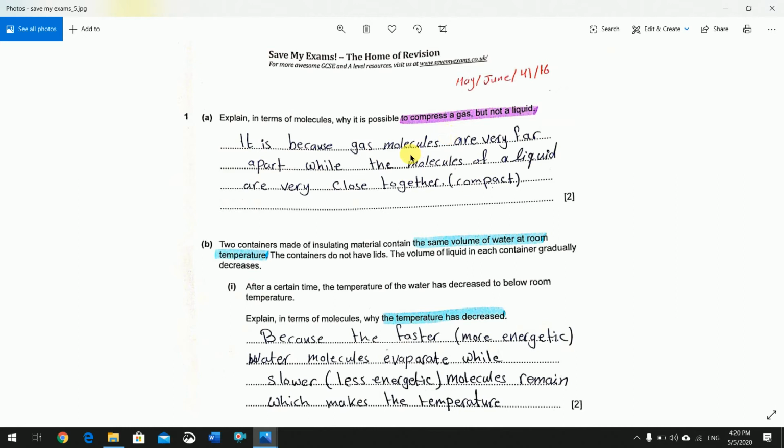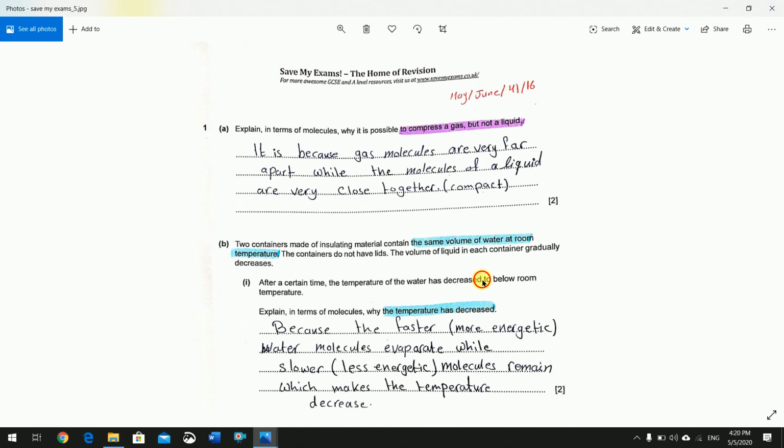It's simply because the gas molecules are very far from each other. They're very far apart, while the molecules of the liquid are very close together. They are compact, so you can't basically compact them more, but you can compress a gas.